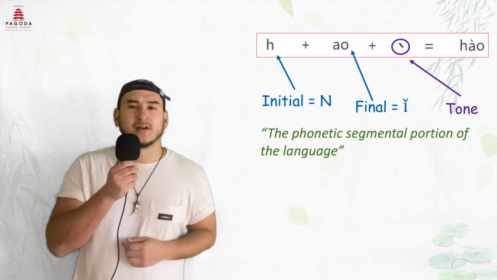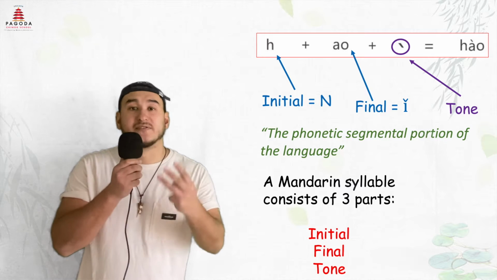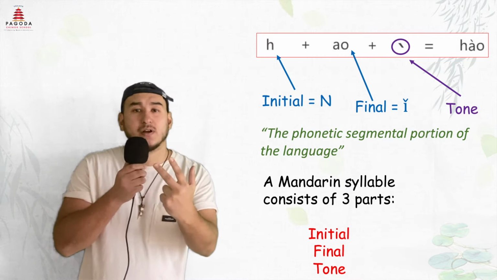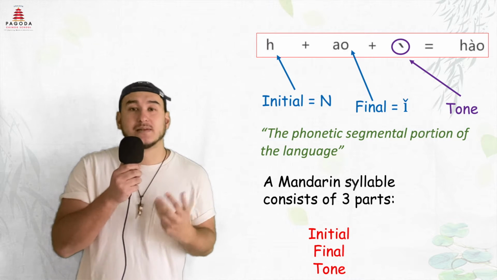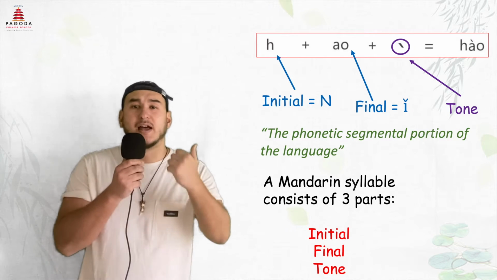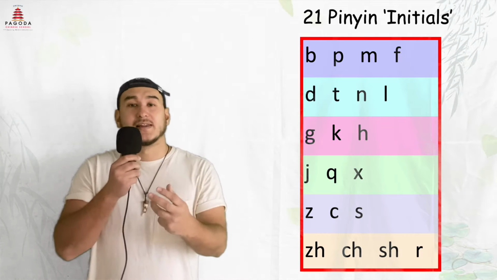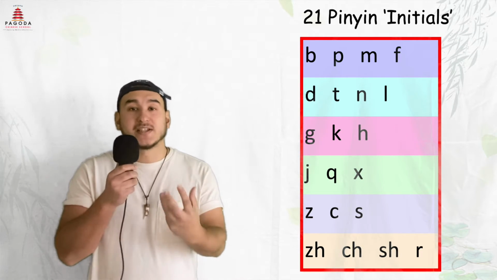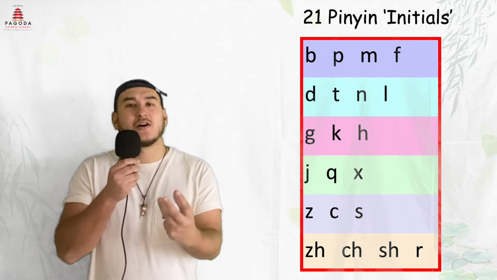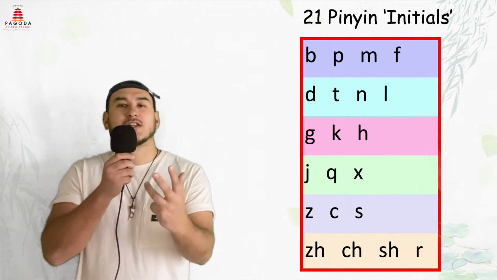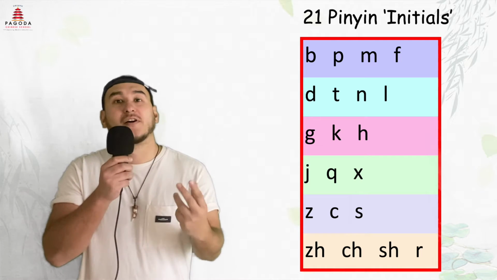The thing to remember is a Mandarin syllable consists of 3 parts: the initial, the final, and the tone. So firstly, let's study the initials. There's 21 of these in total, and they are laid out in Chinese textbooks according to their phonetic category. Let's learn them one by one, so follow me.